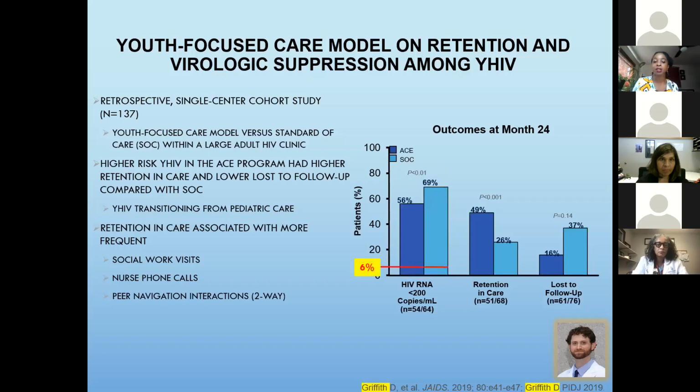Unfortunately, what we did not see was superior viral suppression in the ACE team. And reminding you that overall, we're seeing about 6% viral suppression nationally. Our viral suppression rates are more than that, but they were still not what we wanted to see. And what that highlighted to us was that additional interventions are needed to address adherence to ART among this high-risk population.